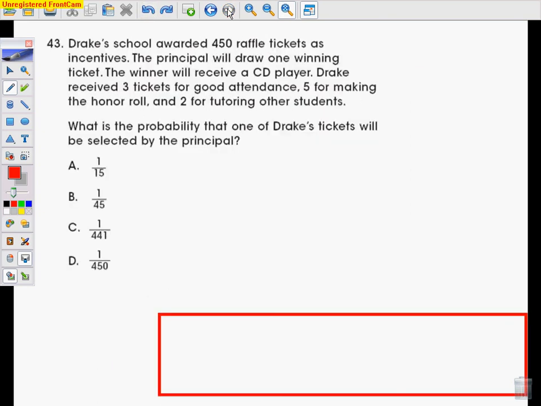All right, 43. Jake's school awarded 450 raffle tickets as incentives. The principal will draw one winning ticket. The winner will receive a CD player. Drake received 3 tickets for good attendance, 5 for making the honor roll, and 2 for tutoring other students. What is the probability that one of Drake's tickets will be selected by the principal?